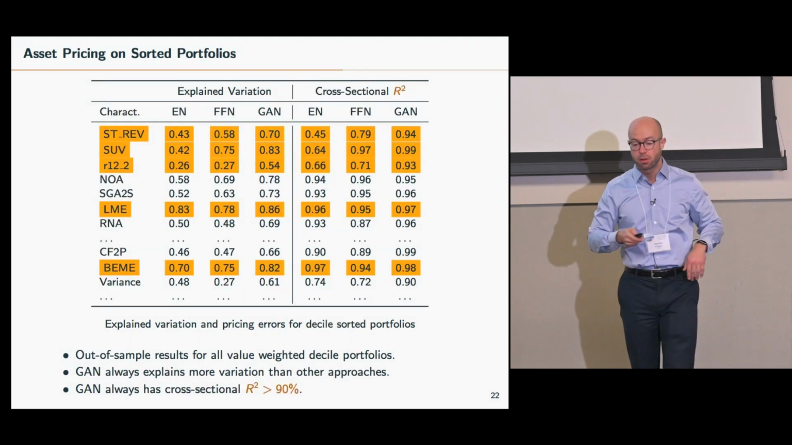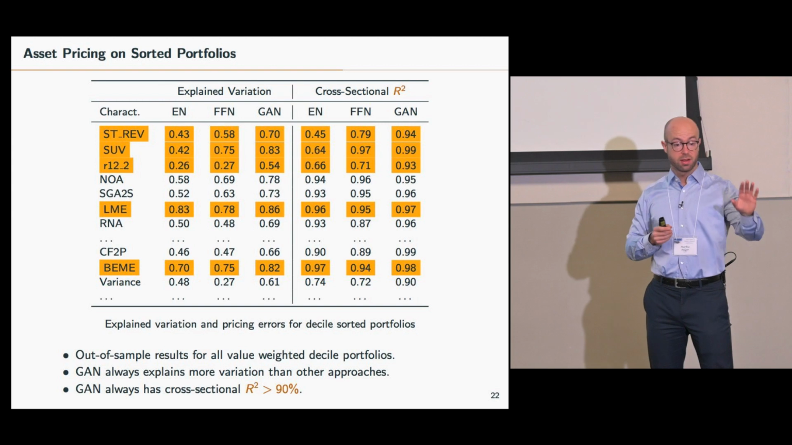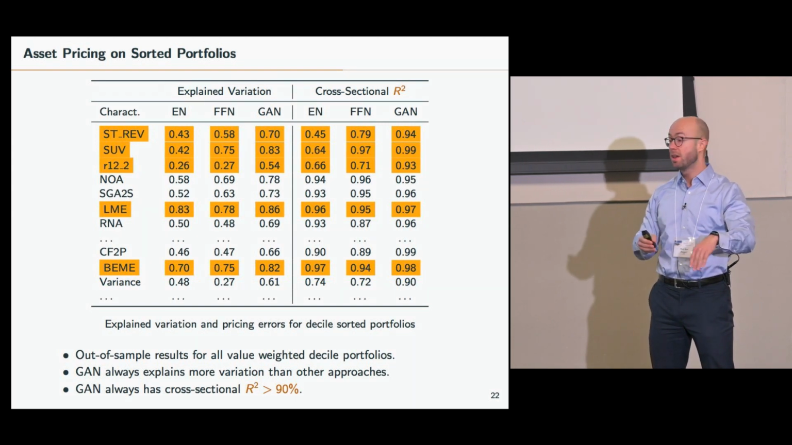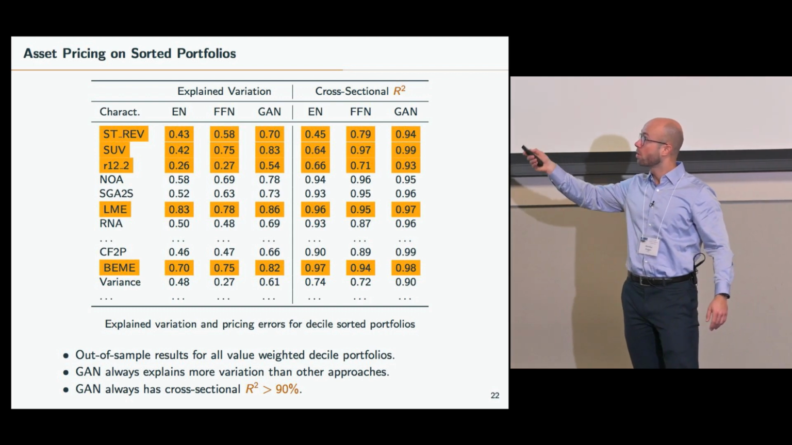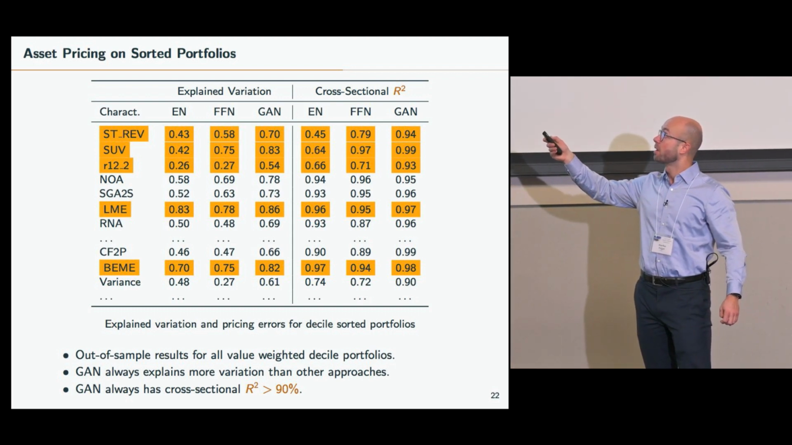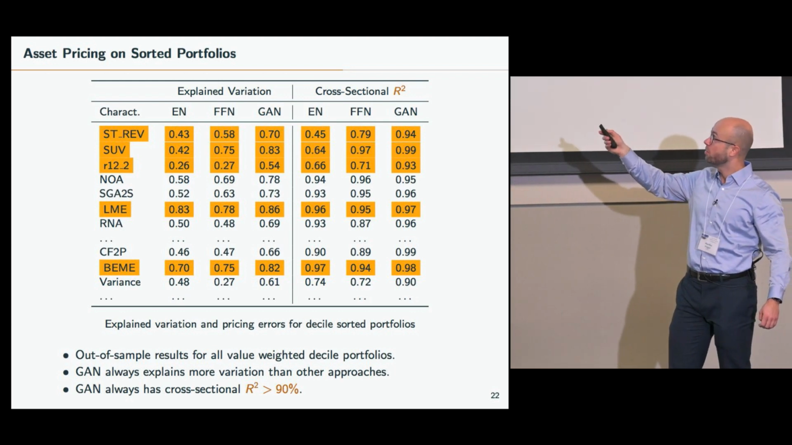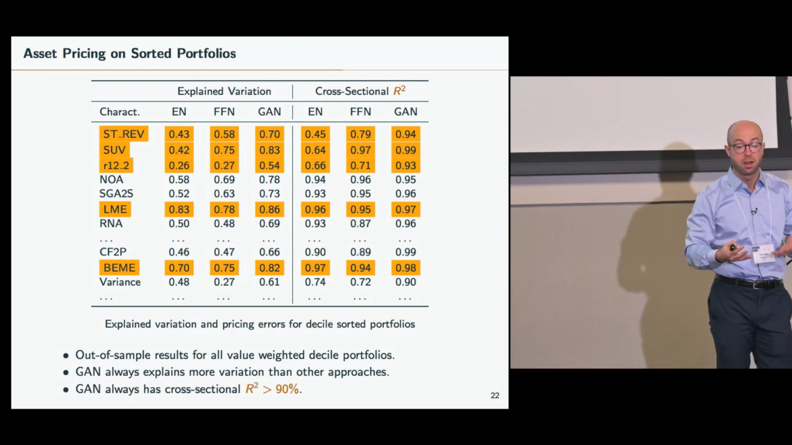So it works for this specific cross-section, but I didn't cherry pick it. I have 46 characteristics. For each of them, I can get 10 decile portfolios, and I can repeat this pricing exercise. And with no exception, for all cross-sections, we get explained variation that's higher than the benchmark models, and we get for all of these cross-sections a cross-section R squared of 90%, which again is much higher than you've seen from any other model.